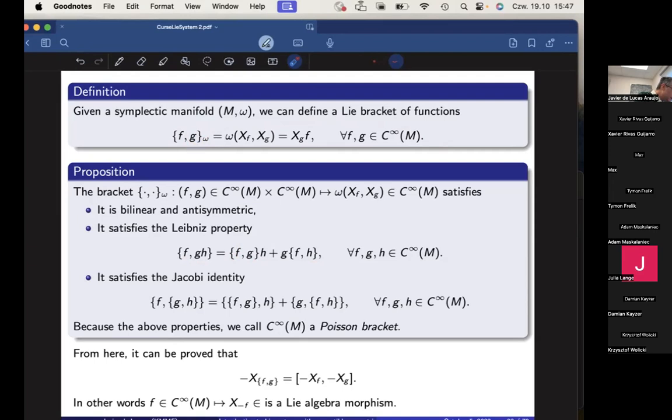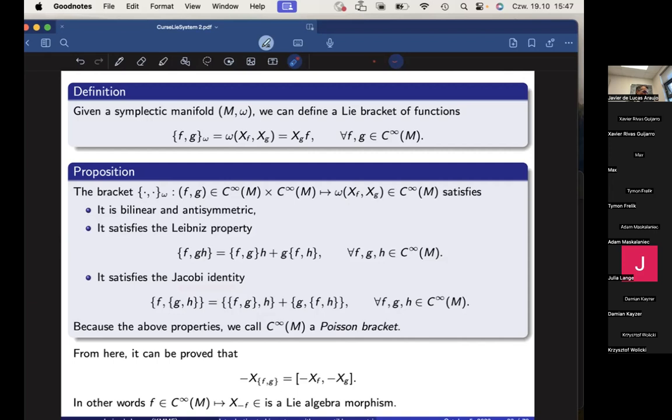So this thing acts a little bit like a derivation, and you also have the Jacobi identity. Due to all these facts, it is said that this bracket is a Poisson bracket. Indeed, this was one of the things that drew Poisson's attention while describing the motion of planets, because it allowed him to write the equations for the motion of planets in a very easy and elegant manner.